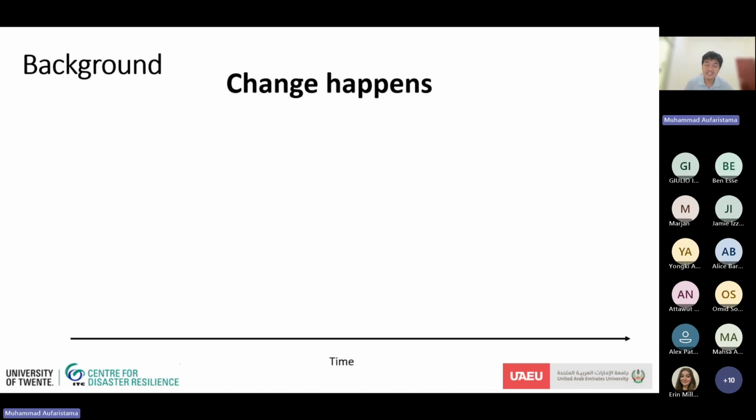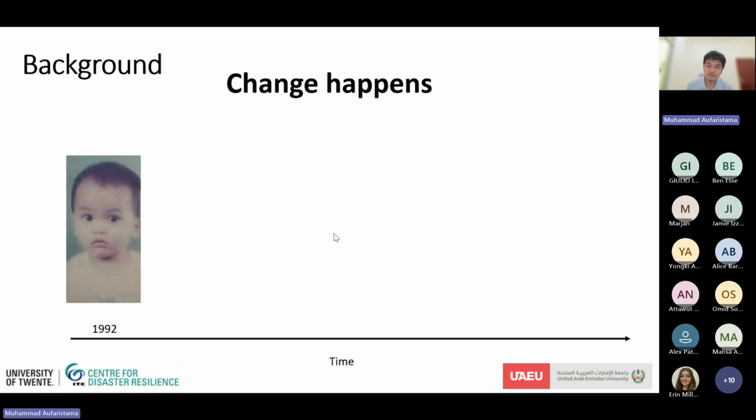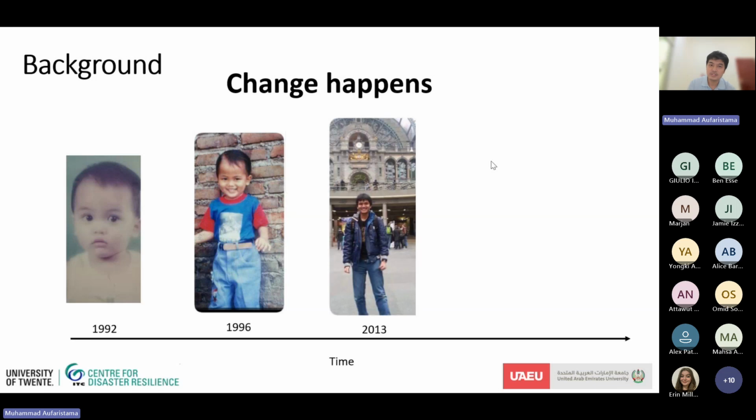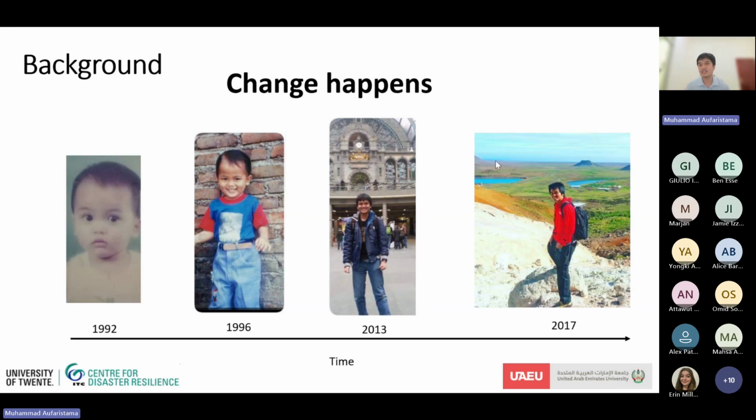As you know, change happens, right? Any time, a change happens. For example, I will just show you examples of me. This is in 1992, just a little baby. Then in 1997, growing up. And 2013 and 2017, you can see the change over about 25 years. And of course, now in 2026 it has completely changed again.